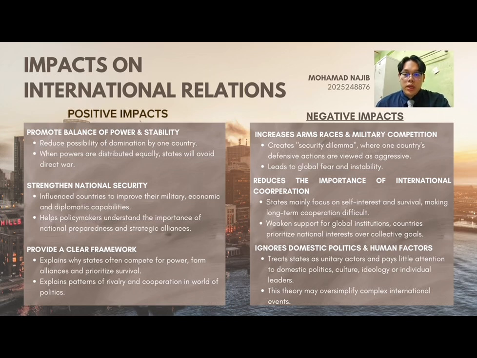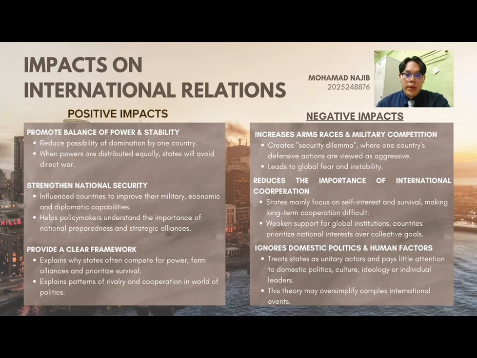Now moving on to the negative impact. One negative impact of neorealism is that it encourages arms races and excessive military competition between states. This often creates a security dilemma where one country's defensive actions are viewed as aggressive by others.